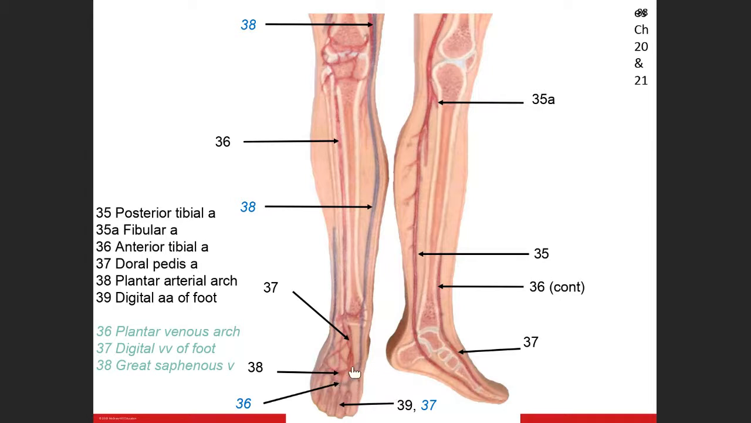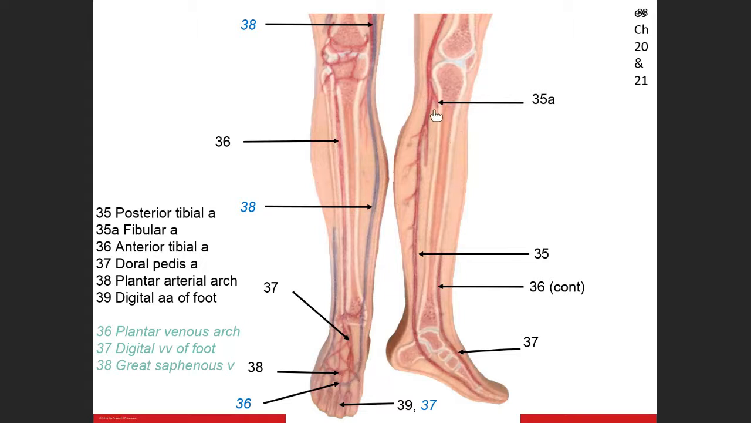So 38 here is pointing to this red arch. That's the plantar arterial arch, and it gives off these digital arteries that go out to the toes. So if it's red, it's an artery. Then you can see this blue arch here, and the blue arch is going to be the plantar venous arch. It also gives off its veins, and those are going to be the digital veins.